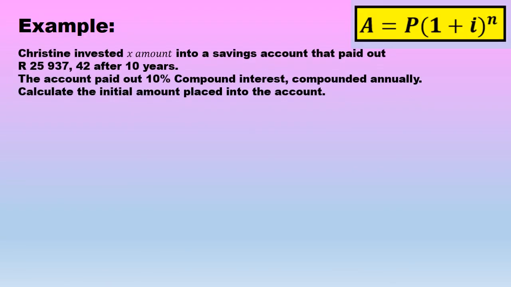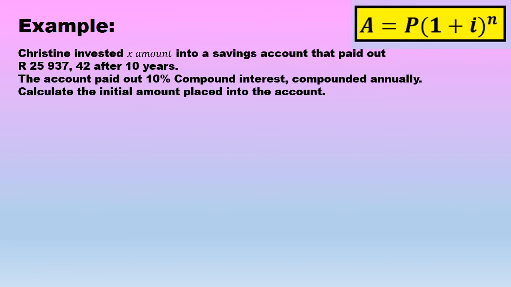Let's quickly have a look at another example, a little bit of a different one. I just want to show you, I think it's very easy for you to punch that into the formula and get your answer. So I want to show you a few variations of questions that we like to ask. So Christine invested X amount into a savings account that paid out 25,937 Rand and 42 cents after 10 years.